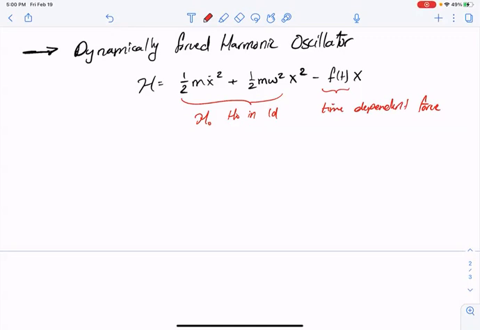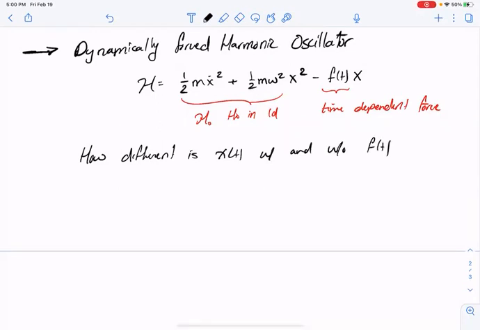So we have a harmonic oscillator with mass m, frequency omega, and a corresponding spring constant m omega squared. And we could ask, how different is the evolution of x, call it x of t, with and without this force?